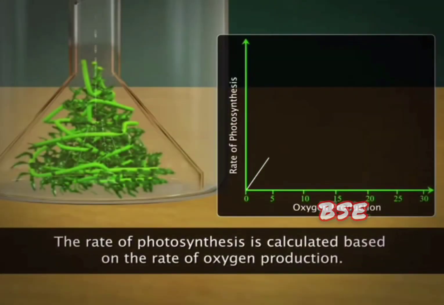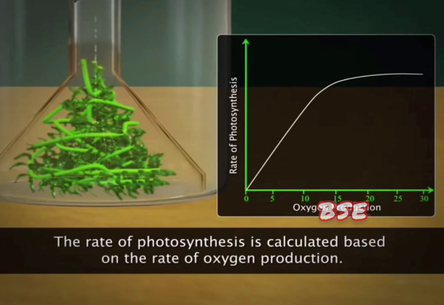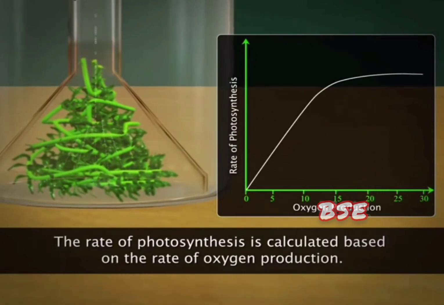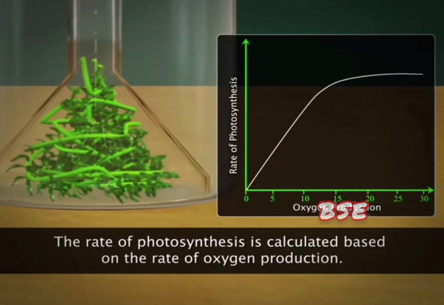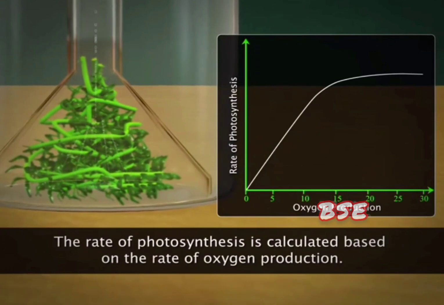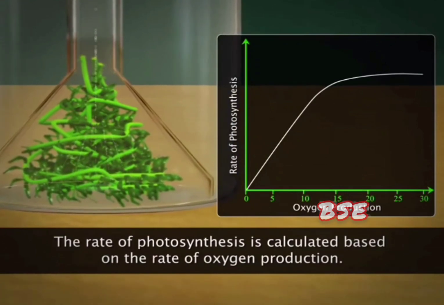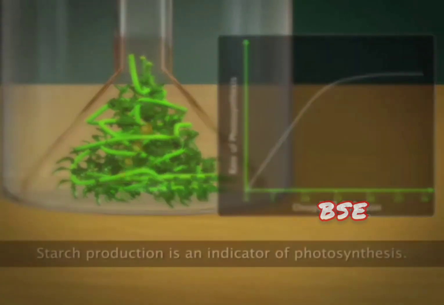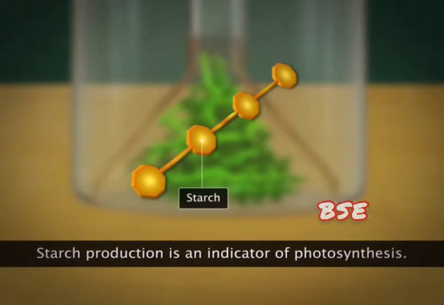The rate of photosynthesis is generally calculated based on the rate of oxygen production. However, this is an approximate estimation, as some of the oxygen produced in the process of photosynthesis is used by the plant for respiration. Starch production is an indicator of the occurrence of photosynthesis. Let's check out how to determine the presence of starch in a leaf.